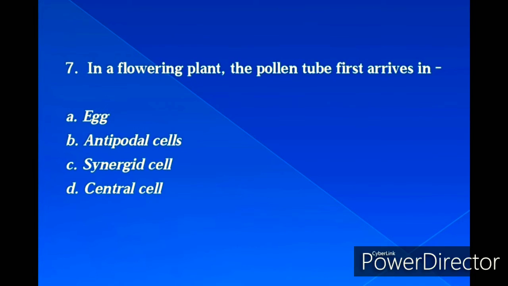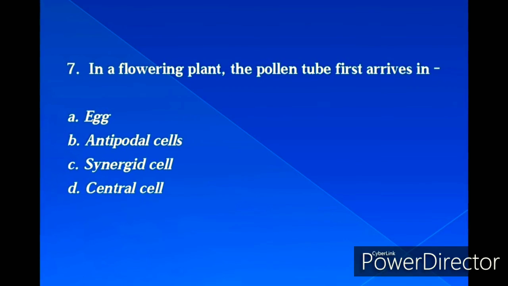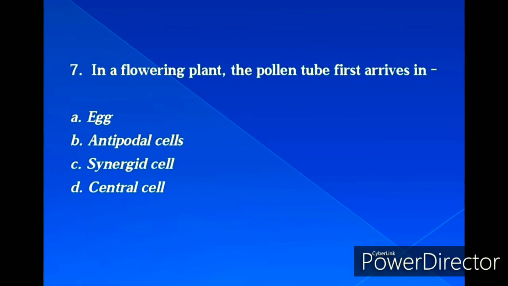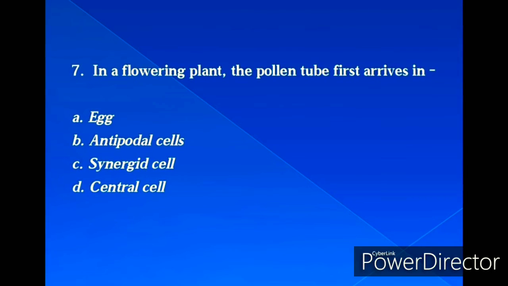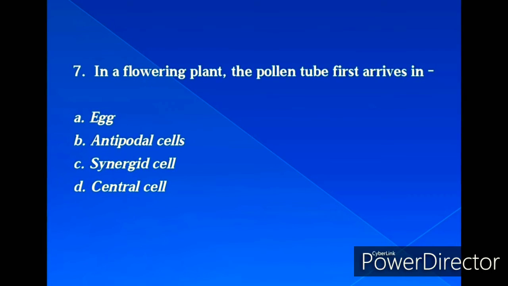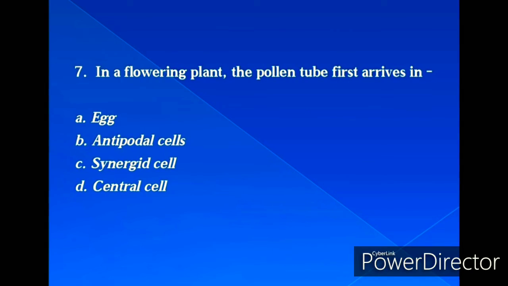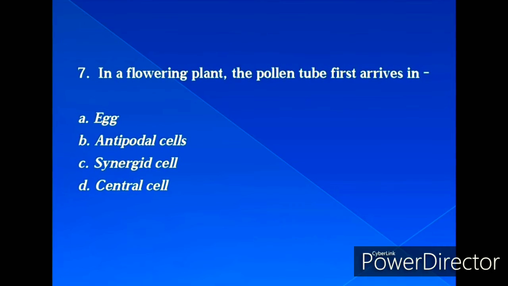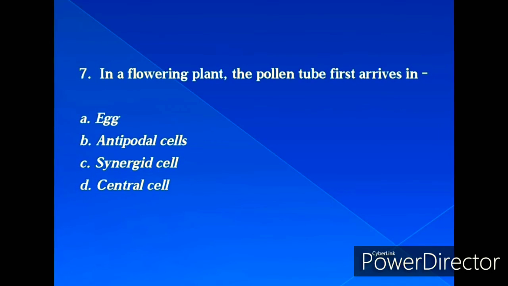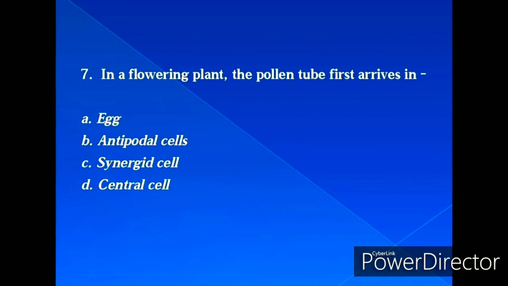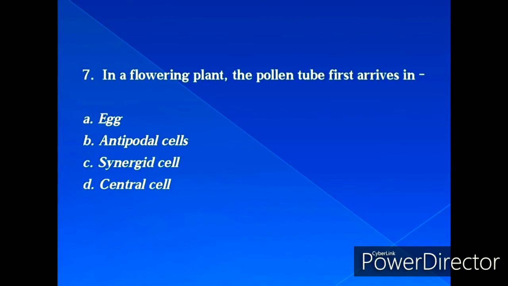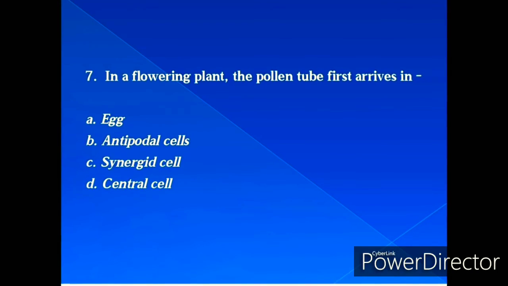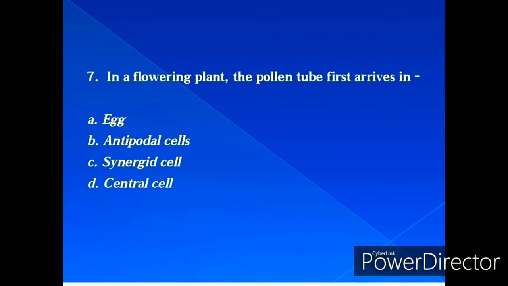So in a flowering plant, the pollen tube arrives in option A egg, option B an antipodal cell, option C a synergid and option D central cell. Answer is option C a synergid. You know that a typical embryo sac is 7-celled, 8-nucleate. That means it contains 2 synergids, 1 egg, 3 antipodal and 1 central cell. So the synergids are also known as helper cells. They help in distribution of nutrients into the embryo sac with the help of filiform apparatus, and also help in attracting the pollen tube towards the egg.